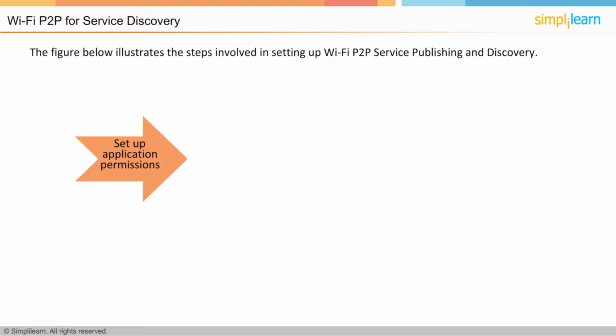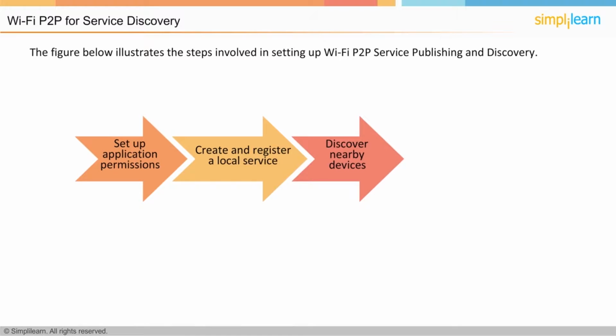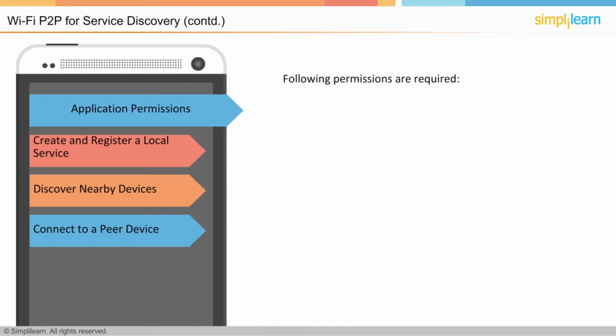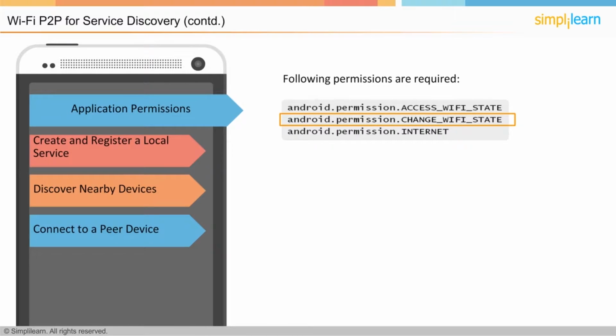Set up appropriate application permissions. Create a local service and register it if your application is providing service. Discover nearby devices that offer Wi-Fi P2P services. Connect to a peer device and begin communication. Let's look at the steps in the subsequent screens. As you are familiar by now, following are the permissions required. android.permission.CHANGE_WIFI_STATE. android.permission.INTERNET. Although P2P does not require internet connection, it still uses Java sockets, which require internet permission.